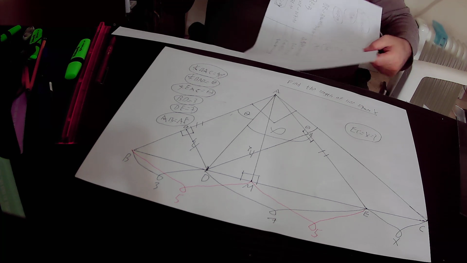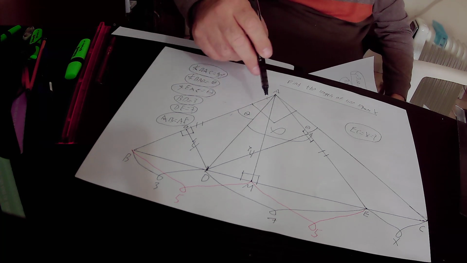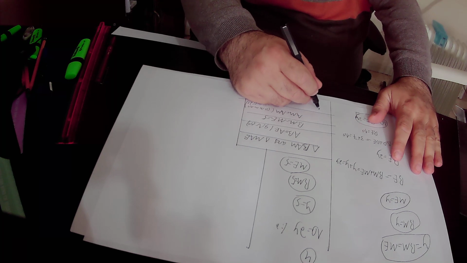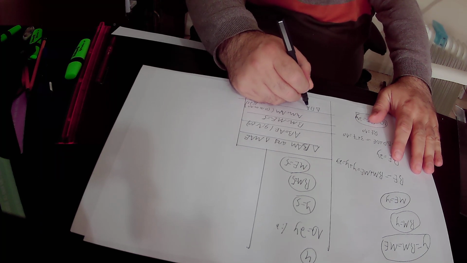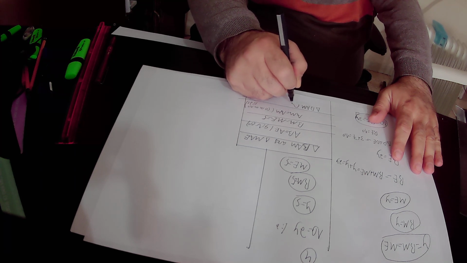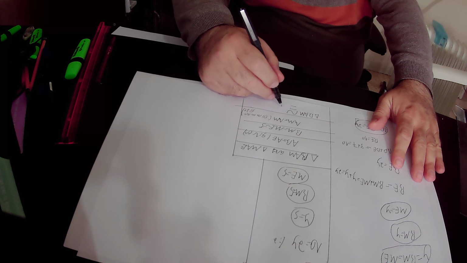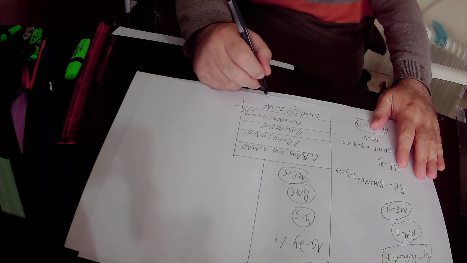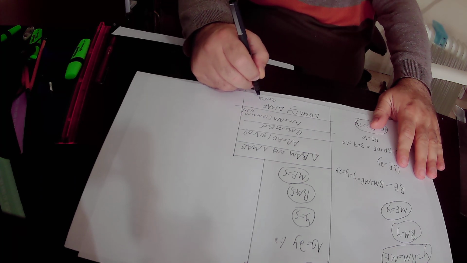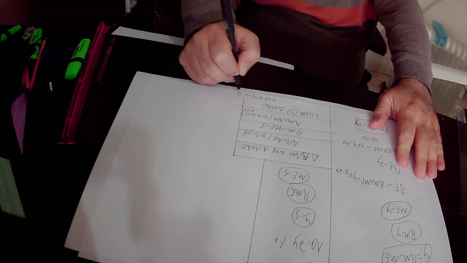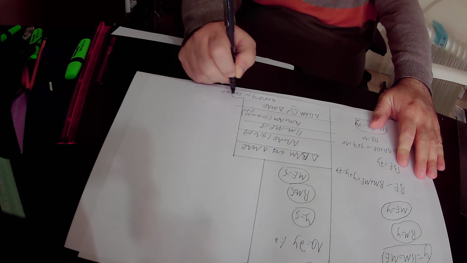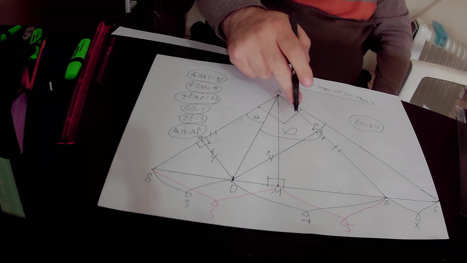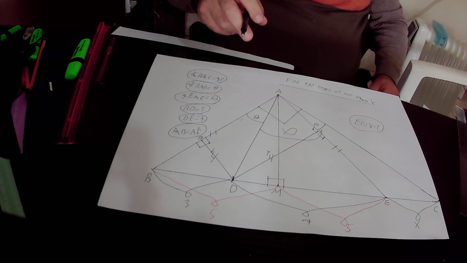So we found out that triangle BAM is congruent to triangle MAE according to the side rule. I'll write it down. We found out that triangle BAM is congruent to triangle MAE according to side rule. All the sides of triangle BAM are equal to all the sides of triangle MAE, therefore those two triangles are congruent according to side rule.